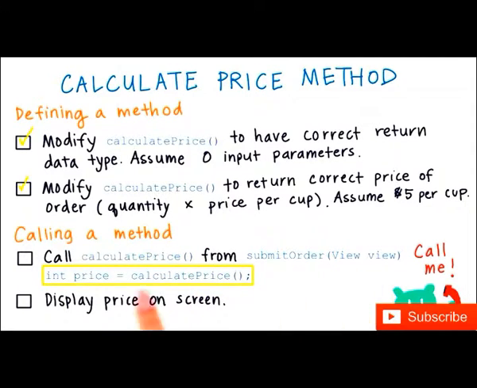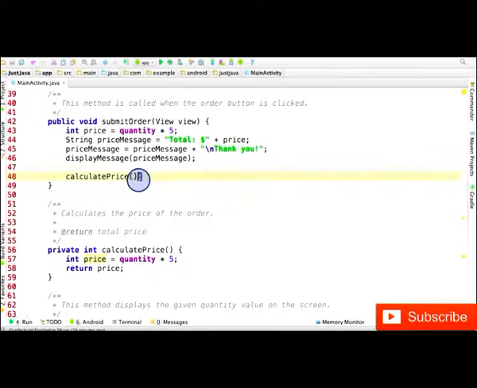Within the submit order method, we should call the calculate price method. Currently, calculate price is floating in the middle of nowhere. I'm going to copy it and paste it up here, because before we would calculate the price of the order inline in the submit order method, but now we have a method for it. I'm going to paste this here. I'll get rid of the extra semicolon.